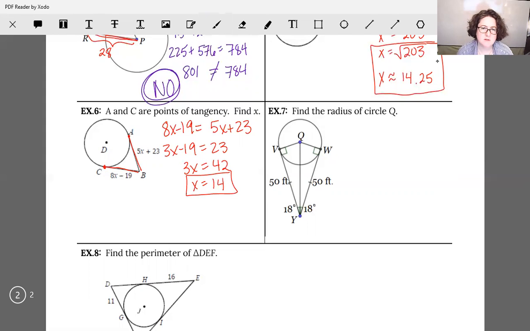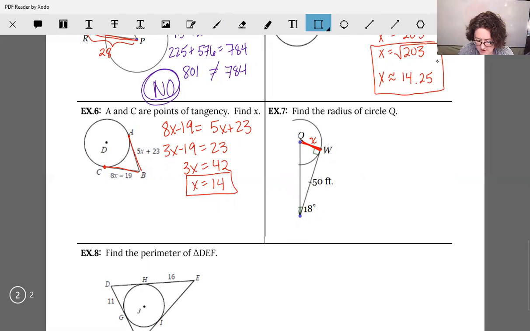Okay, example 7 looks a little convoluted, but let's go through. Find the radius of circle Q. Well, let's think about this. For circle Q, one of the radii would be like this guy, so let's go ahead and mark that as x. It looks like we have a whole bunch of extra information in here, but let's just try and look at this selectively. So I'm actually going to just look at one side of this at one time.